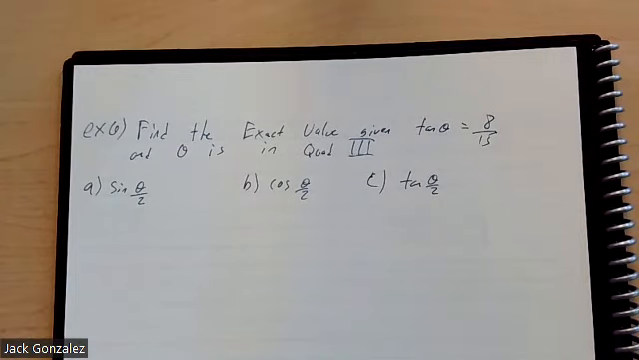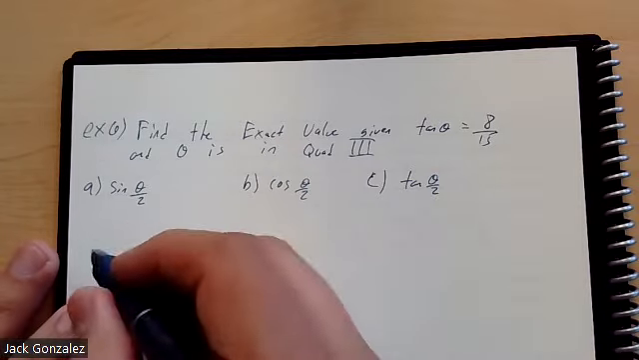So at quadrant 3, everything is... cosine is what? Is it positive or negative? Yeah, it's going to be negative. Same for sine, right? So they're both negative.